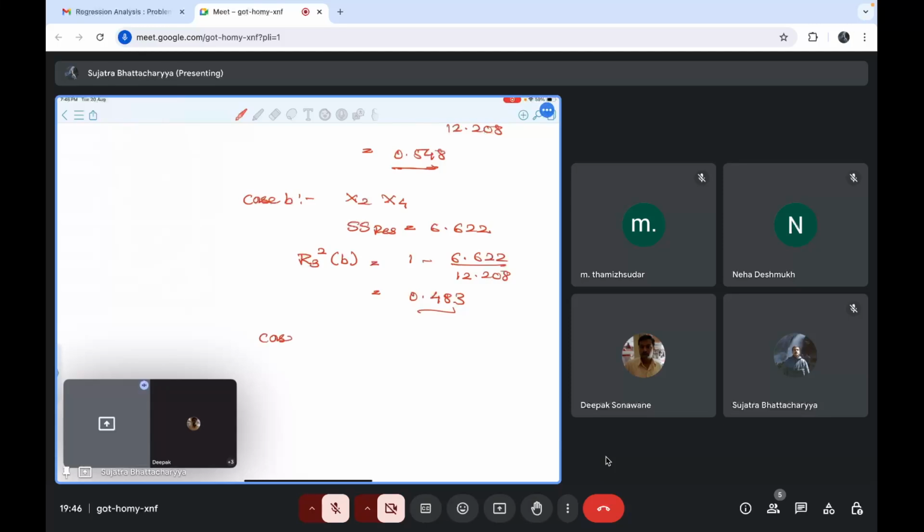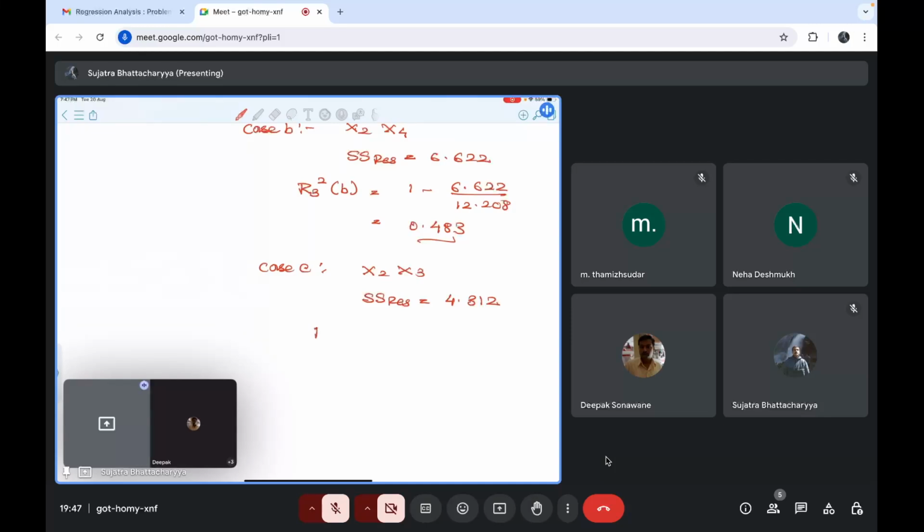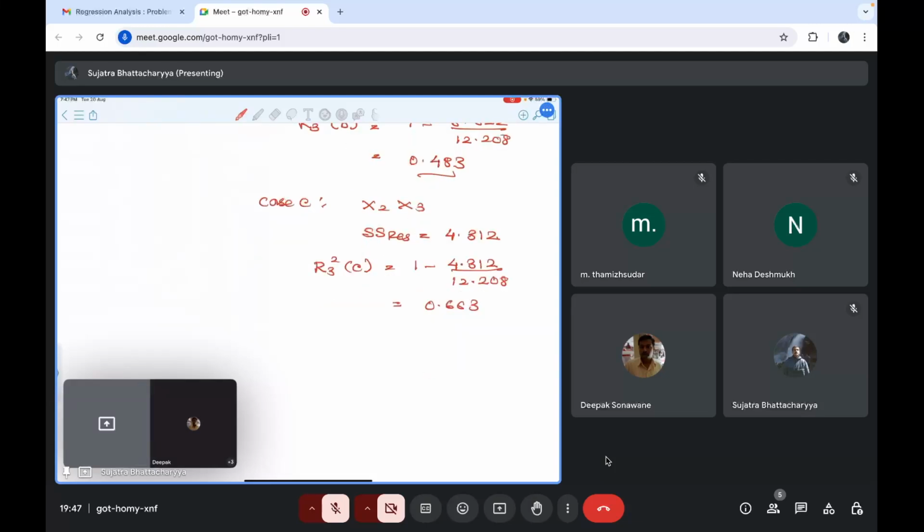Next case C is X2, X3, which has SS residual 4.312. So R3 square for the case C is 1 minus 4.312 divided by 12.208. Okay. This comes out to be 0.663. We have calculated it.